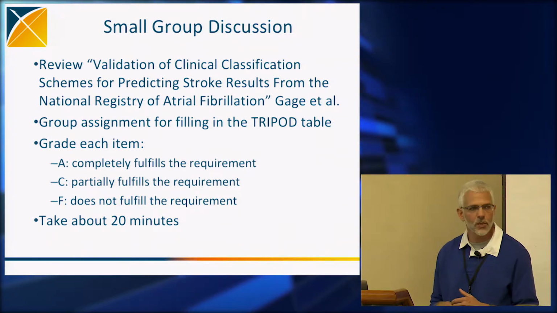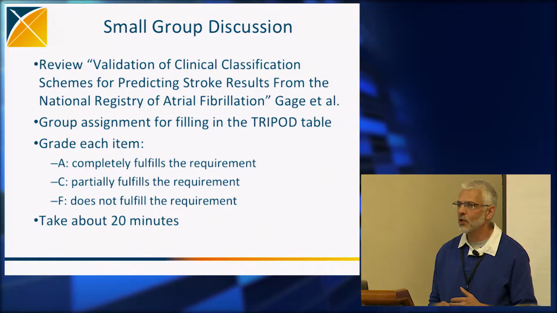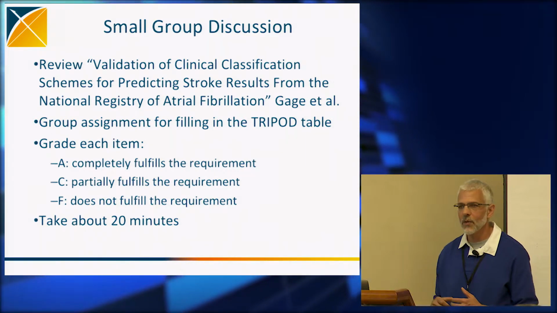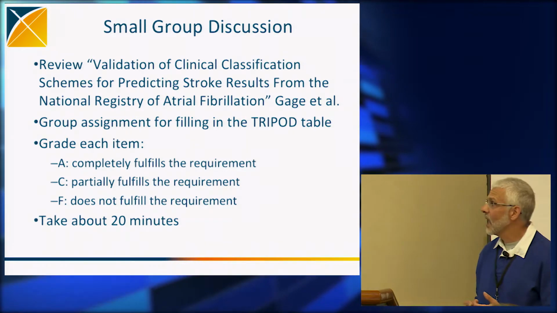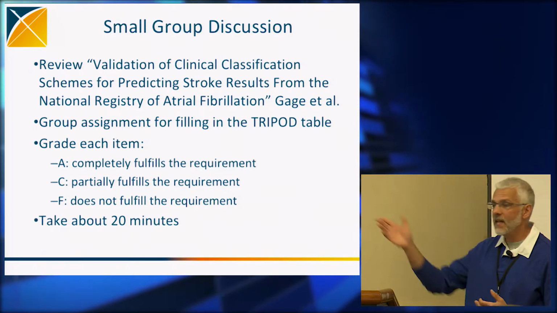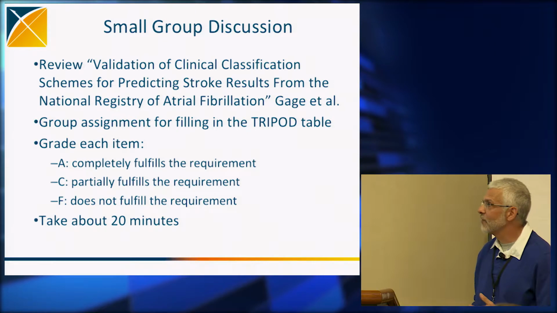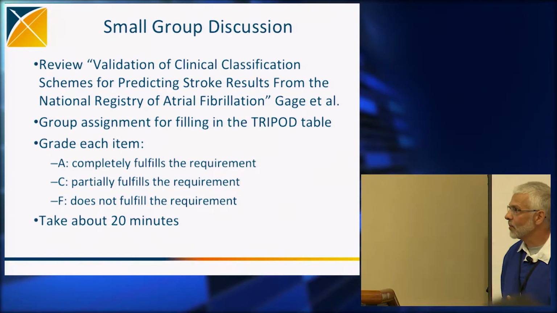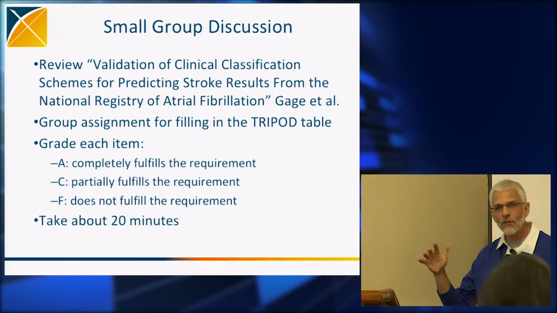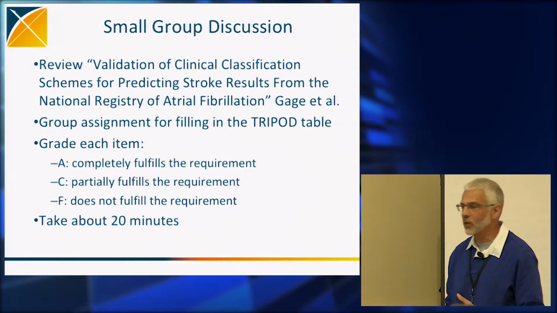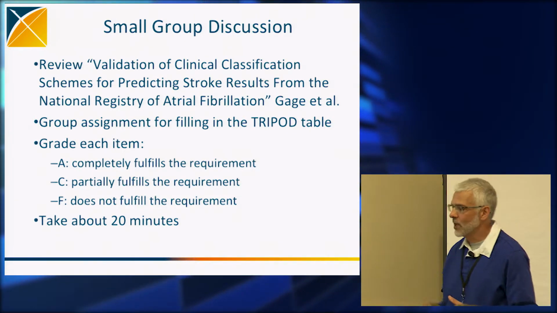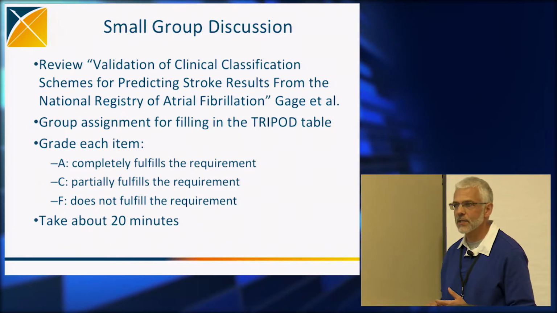We're going to break into groups and go through the 22 elements of TRIPOD, and you are going to rate them. Give it a rating of A if it completely fulfills the requirement, a C if it sort of fulfills the requirement, and an F if they skipped it completely. It says about 20 minutes, but I think we're going to give about 30 minutes for this.